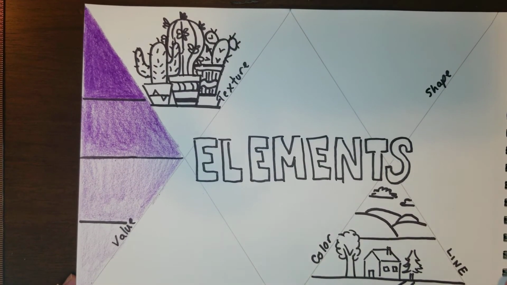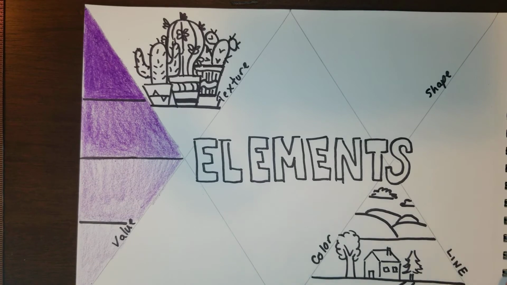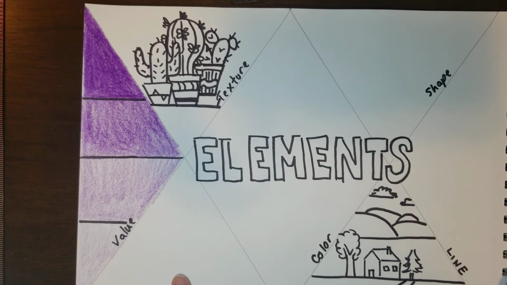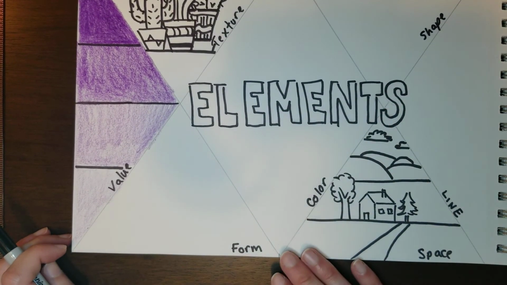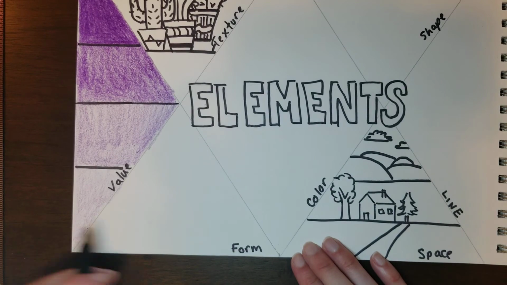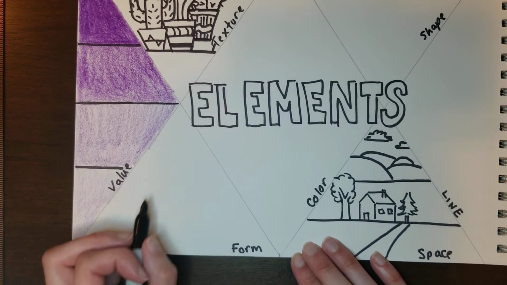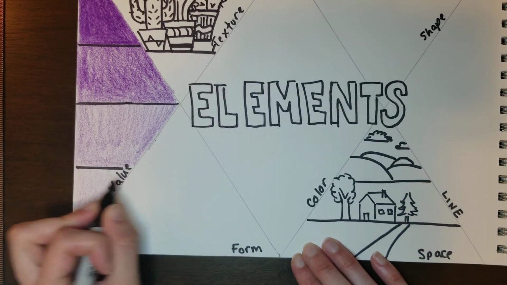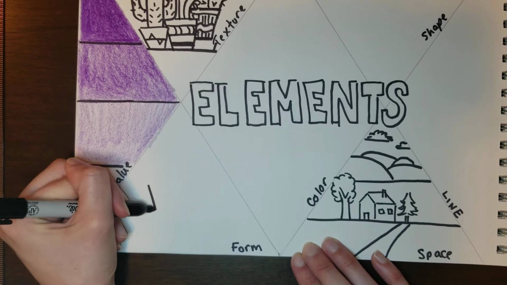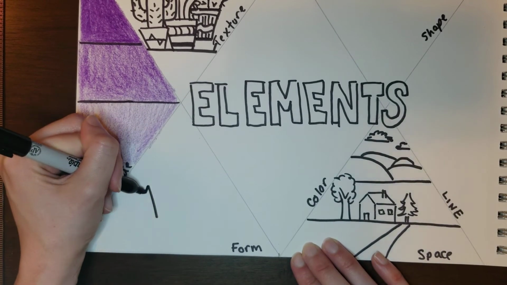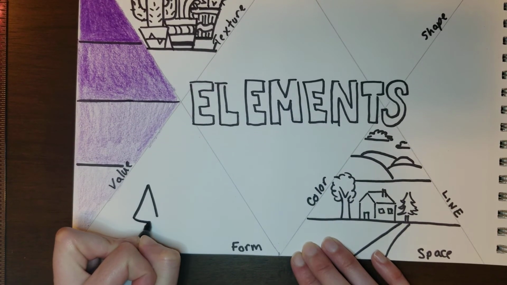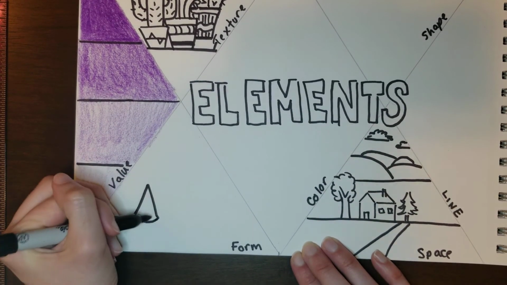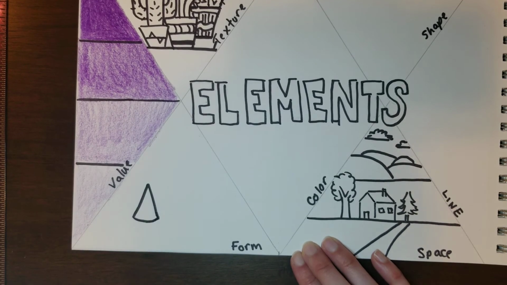Okay. Let's see. The next one is form. So form is something that's three-dimensional. I'm going to make this really easy, and I'm going to draw three-dimensional objects. I'm going to start with a cone. A cone starts off as a triangle, but it curves at the bottom. And now I have a cone.